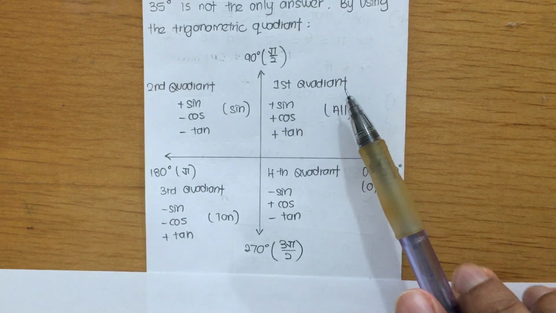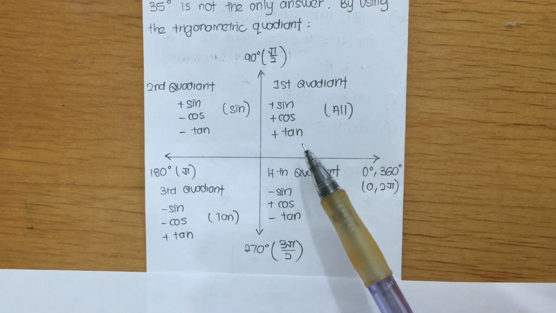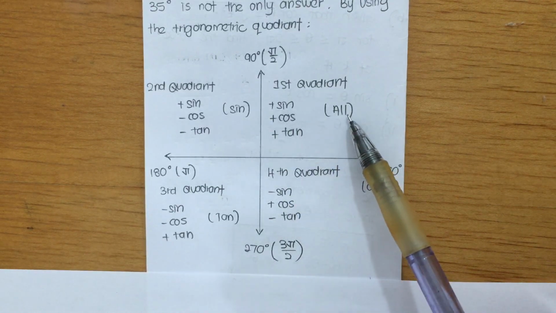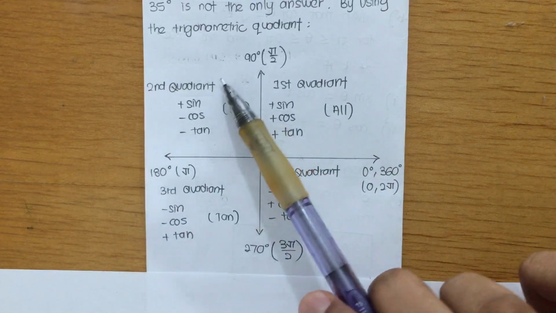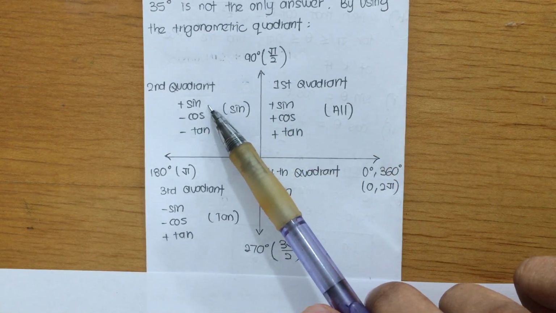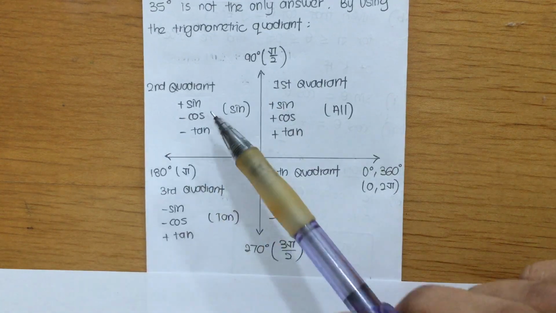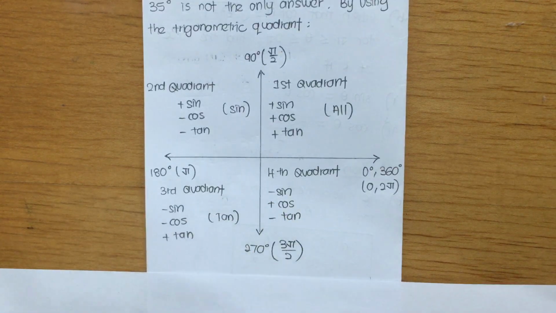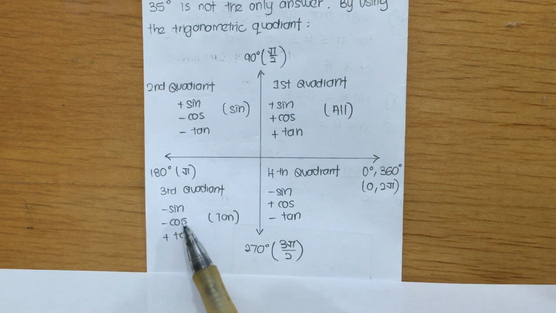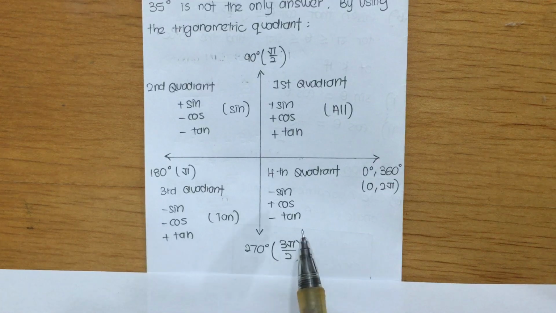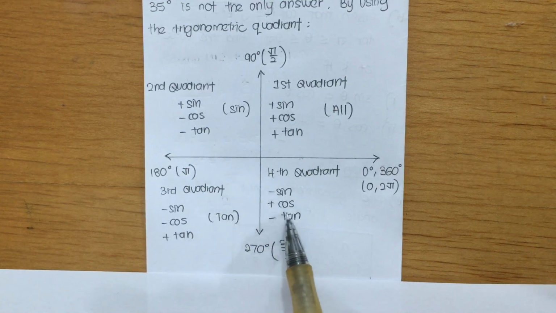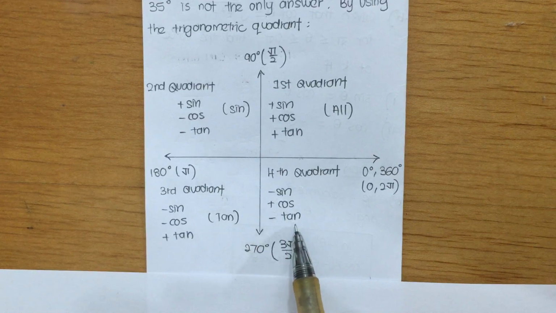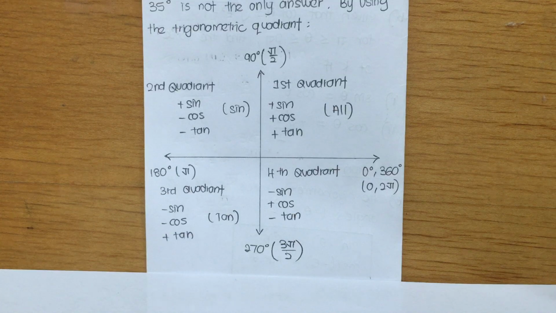Okay, for the first quadrant, as you can see here, your sine, cosine and tangent will all be positive. So that's why I've written the short form here: All. As you look over here, in the second quadrant, only your sine value will be positive. The rest, cosine and tangent, will be negative. Proceed to the third quadrant. As you look over here, only your tangent value will be positive, whereas your sine and cosine will be negative. At last, when you go to the fourth quadrant, only your cosine value will be positive, whereas your sine value and tangent value will be negative. Alright guys.